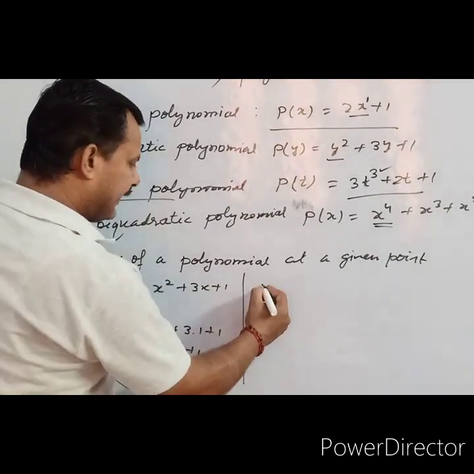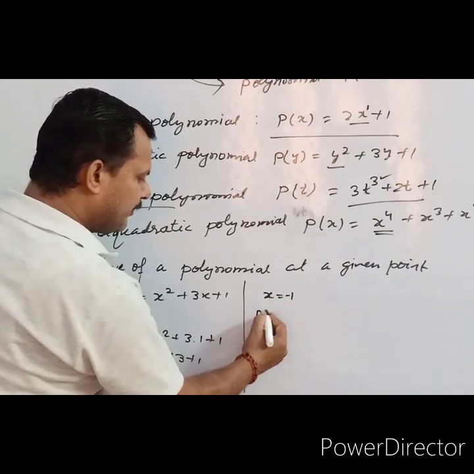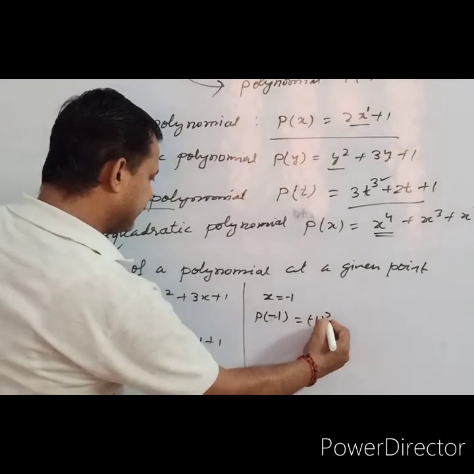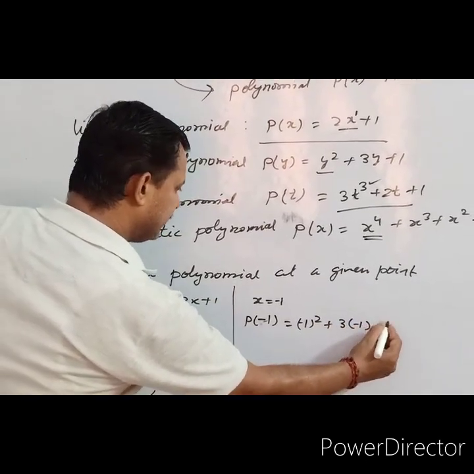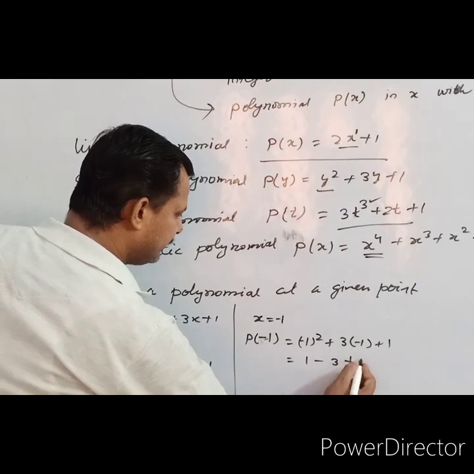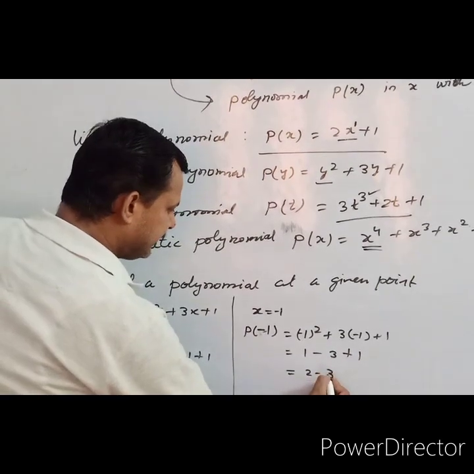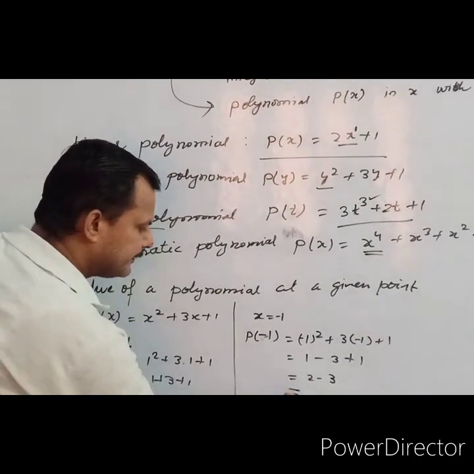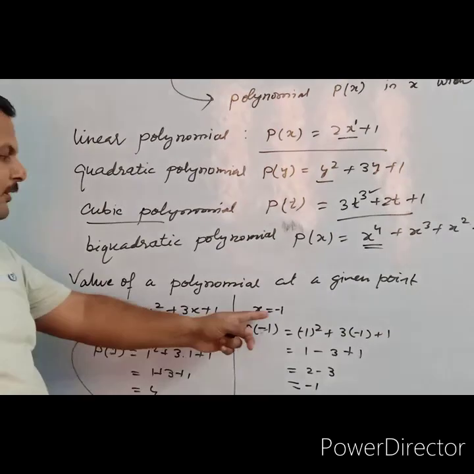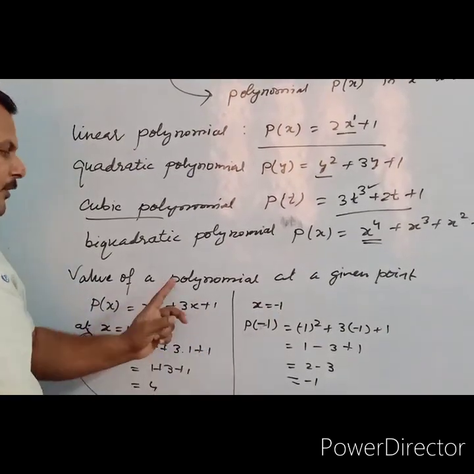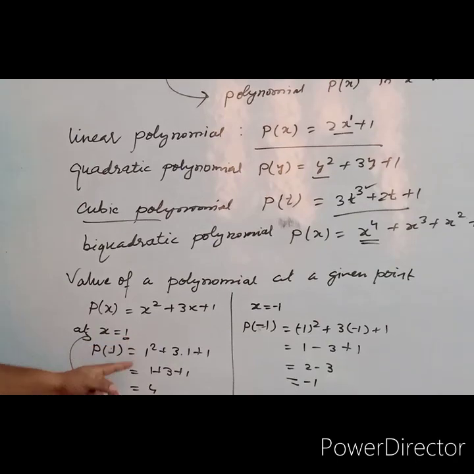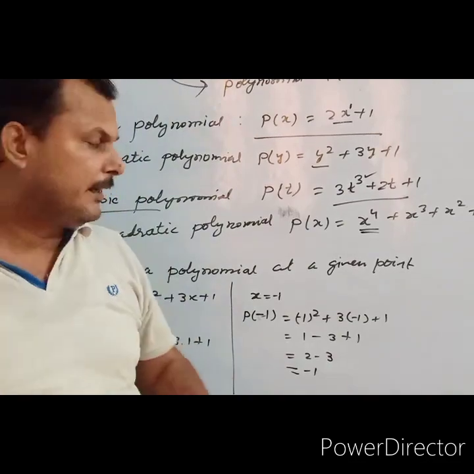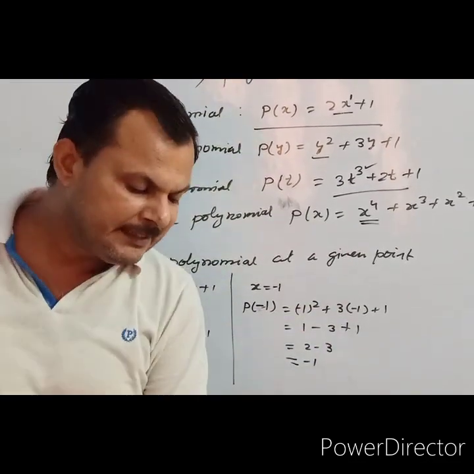Similarly, if x is equal to -1, what will be the value of the polynomial? You have to replace x by -1 and then solve, and you will get another value. It means the value of the polynomial will be different at different points. At -1 the value of the polynomial is -1, but at 1 the value of the polynomial will be 4.